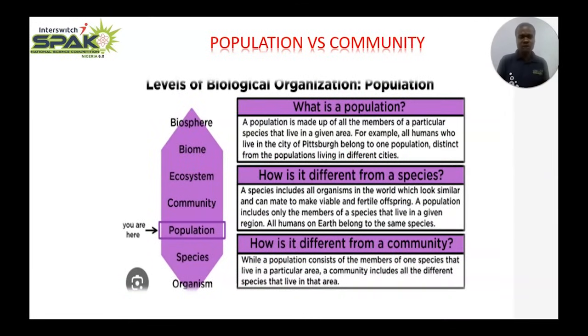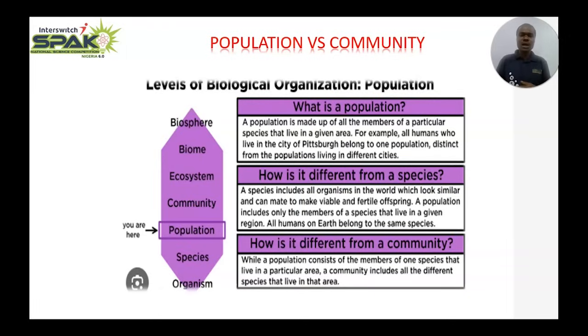Now, population versus community. What is a population? We say it's made up of all the members of a particular species that live together in an area. For example, humans who live in a city in Nigeria belong to one population. They are distinct from the population living in different cities. We have character, we have language, we have tongue, intonation, different. Two people, human beings living in the city of Port Harcourt, that's a population. Human beings in Nigeria, that's a population because we belong to the same species.